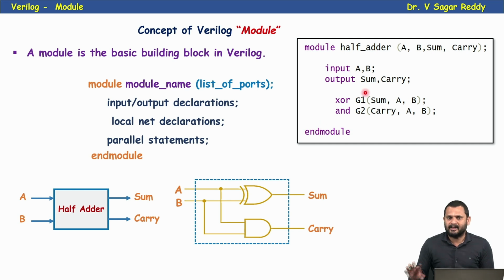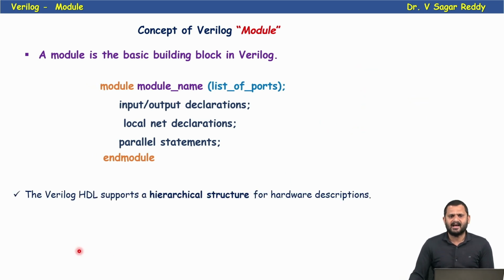So to explain the concept of a model, I'll take this example. Right now, see, Verilog HDL supports hierarchical structure. For hardware description, we'll use a hierarchical structure. I'll take one example and explain how we implement this hierarchical structure.